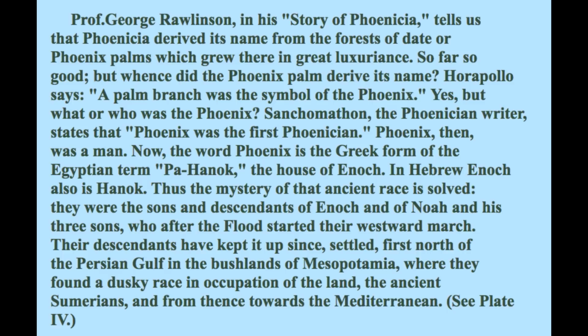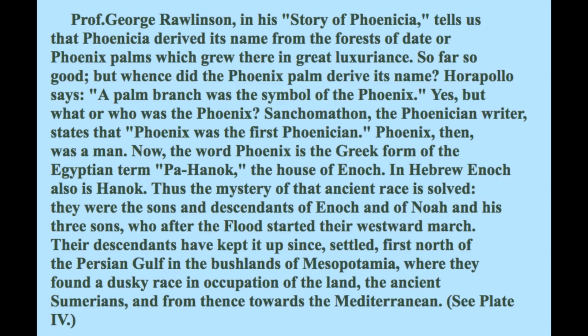Sanchuniathon, the Phoenician writer, states that Phoenix was the first Phoenician. Phoenix then was a man. Alright, so they're saying Phoenix was a man then, right? They're referencing a person. Now the word phoenix is the Greek form of the Egyptian term Pa-Hanok, the house of Enoch. In Hebrew, Enoch also is Hanok. Thus the mystery of that ancient race is solved.